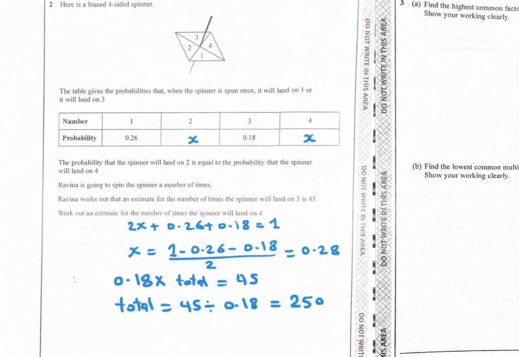Now we can find an estimate for the number of times the spinner will land on 4 by multiplying the probability of 4, which is 0.28, times the total number, which is 250, equals 70 times.